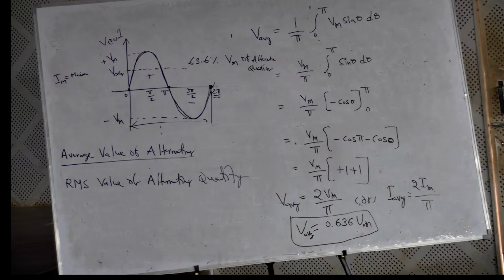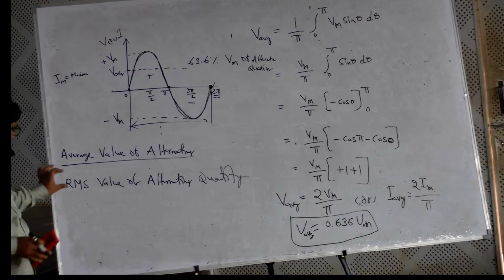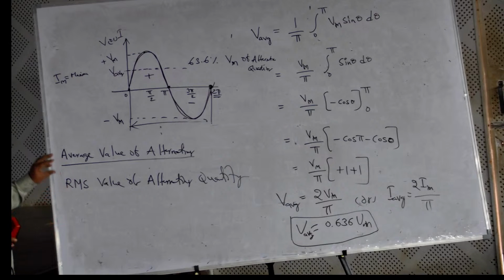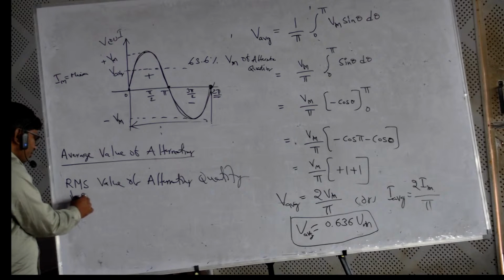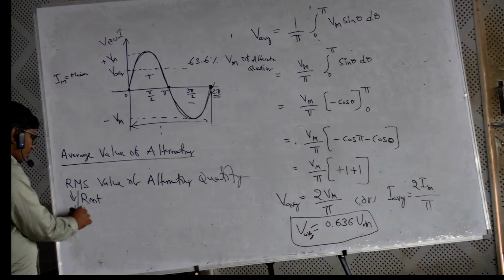Now we will define what is meant by RMS. We will understand later; it has a very big definition. Before discussing this, first derive what the value is. See, what does R mean here? R means root, M means mean, S means square.